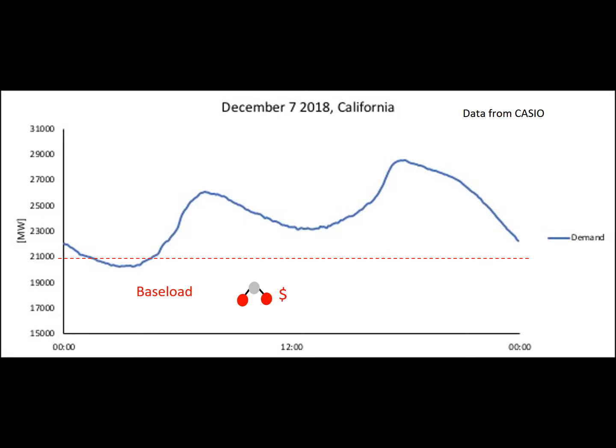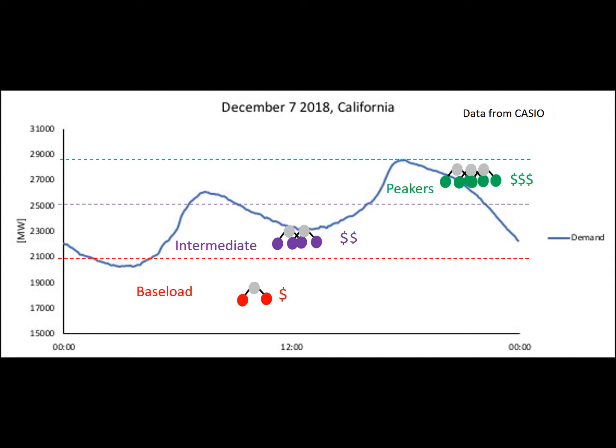Baseload generators, which run almost every hour of the year, are the cheapest and most efficient. Intermediate generators, which are required for fewer hours, are more expensive and less efficient, and peakers, which allow for quick ramping up or down and are only required for a small number of hours per year. Peakers are the most expensive and the highest emitters.